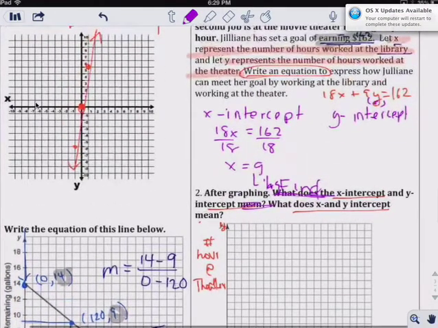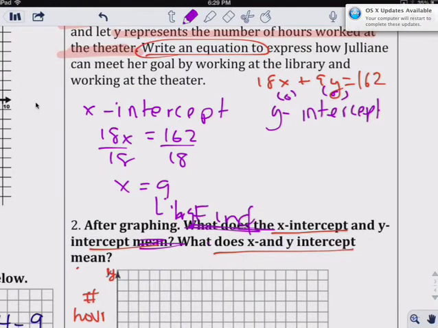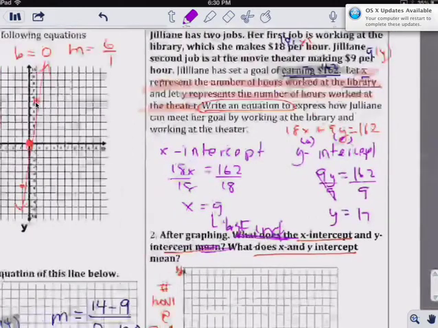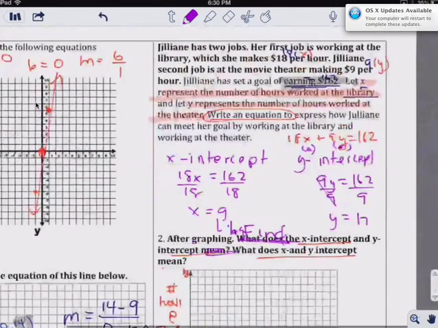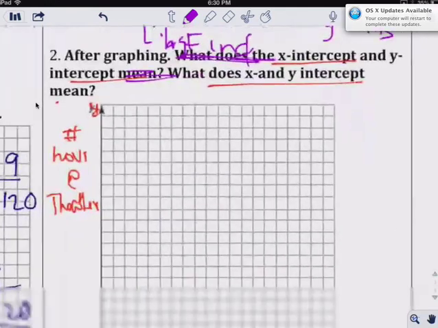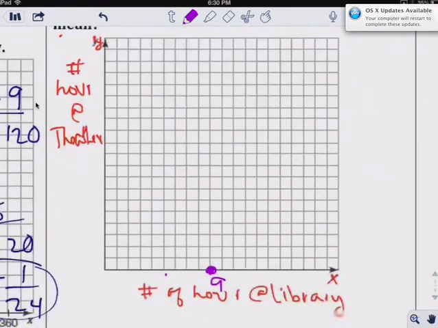y represents the theater then. If x is 0, then it'll be 9y equals 162. Divide by 9, divide by 9. You divide that, y equals 17, right? Or 18? 18. So 18 is right here. If you number it, it will be right there. You graph it. Make sure you number it on your test, though.